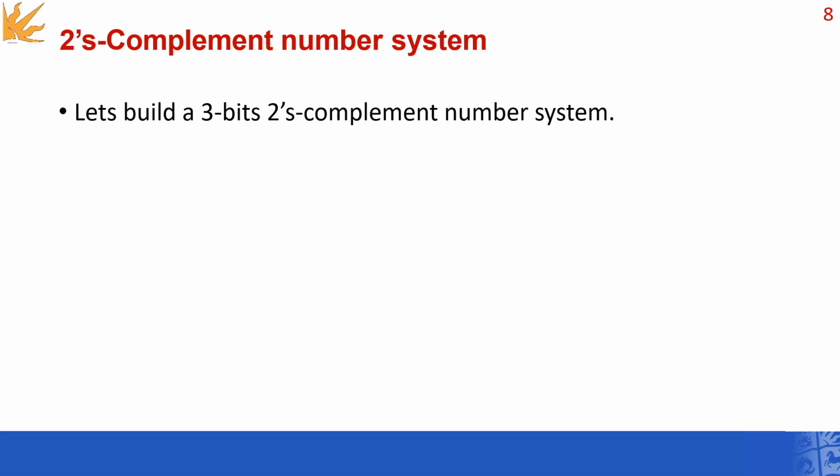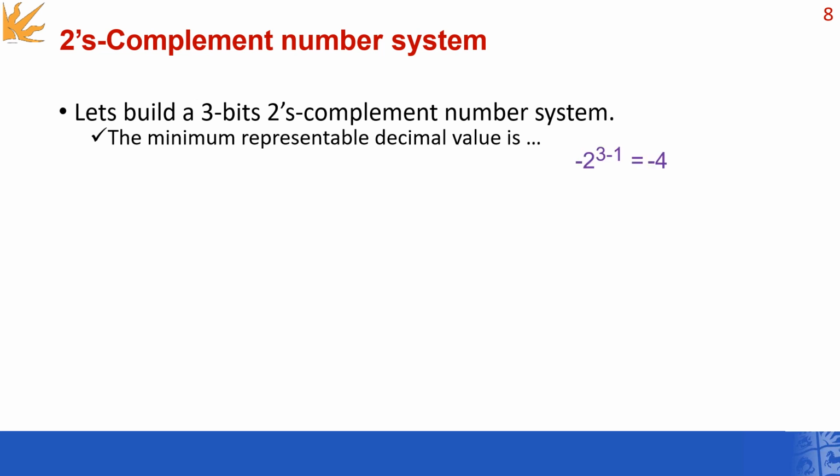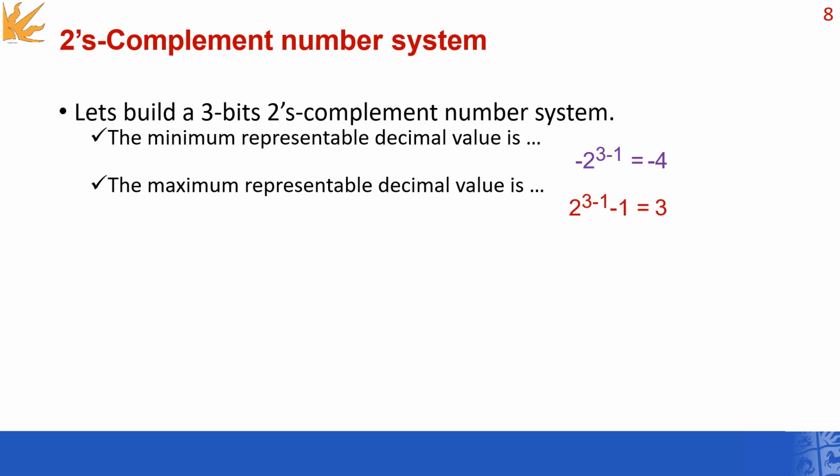Now let's build a 3-bit 2's complement number system. So what is the minimum representable decimal value? Well, based on what we said, it's -4. And what is the maximum representable decimal value? Again, based on what we said, that is 3.